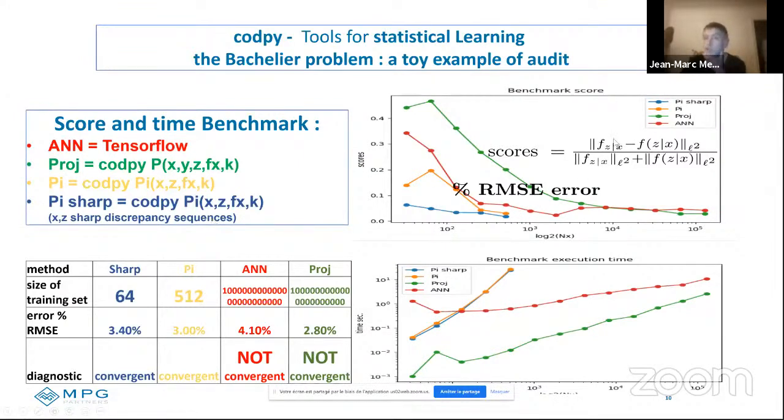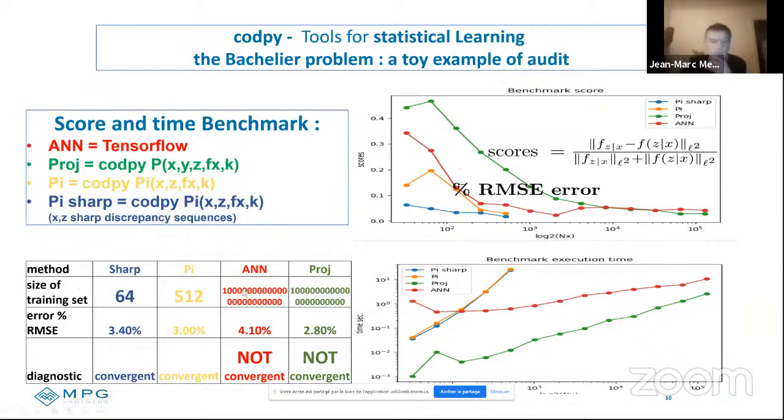And what we are doing here is just computing scores. We know the exact value, and we have the predicted value, so we can take the difference. The scores are computed in terms of basis points. A basis point is exactly a percentage of RMSE error. I think that everybody knows what RMSE error is. And here are the results.